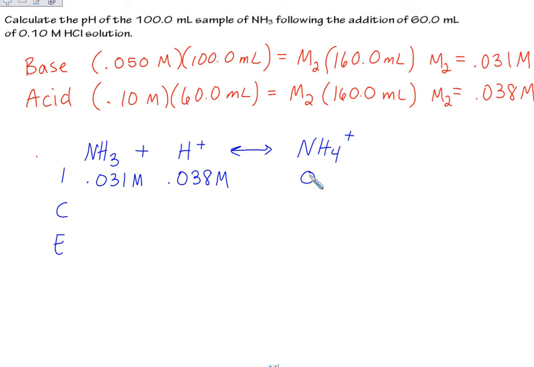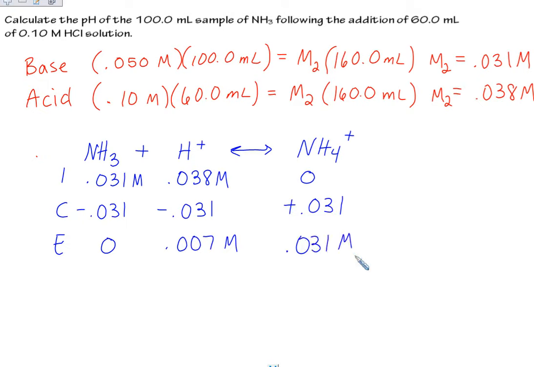Our limiting reactant is the weak base this time. So you, my dear, are going down to 0. Everybody else reacts accordingly. This is going down by 0.031 to 0.007 molar. And this is going to go up by 0.031 to 0.031 molar. Okay, so you might be grinning from ear to ear right now. I hope you are.